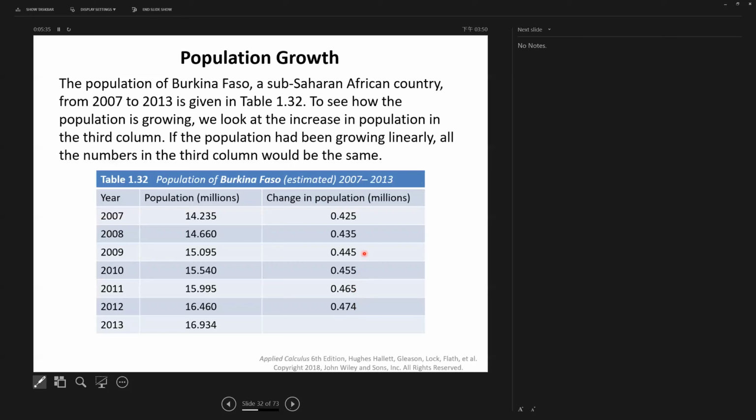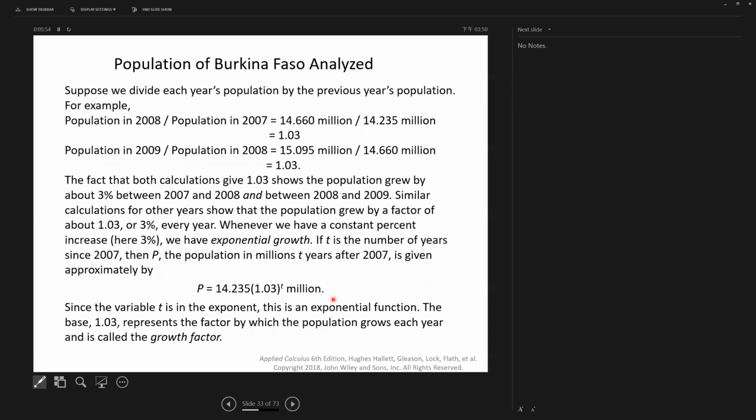So it's not linear, right? Because if it's linear, then the change in population would be the same. So a popular application of exponential function is to calculate population growth. All right, so let's see. Here are some calculations. If you look at every year, the difference. Let me go back a page.